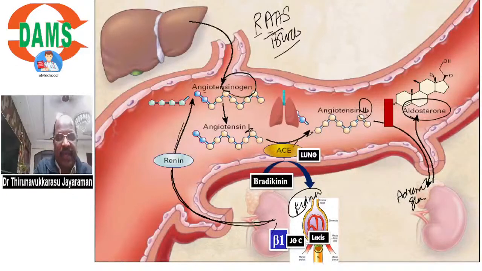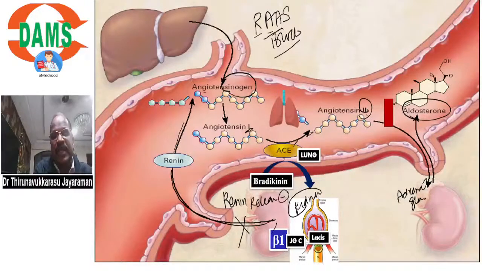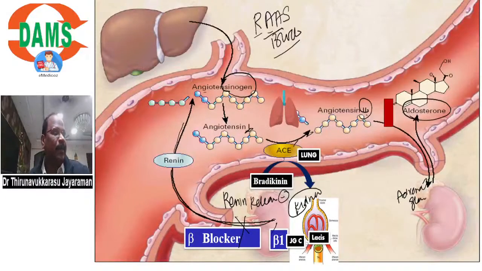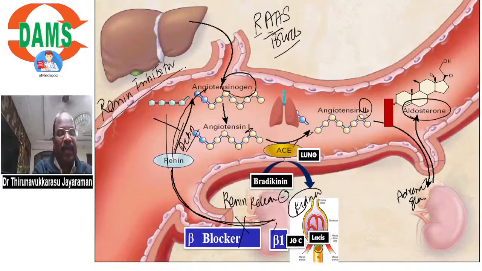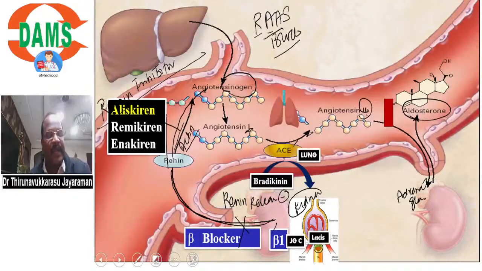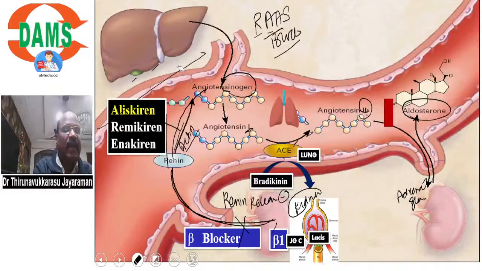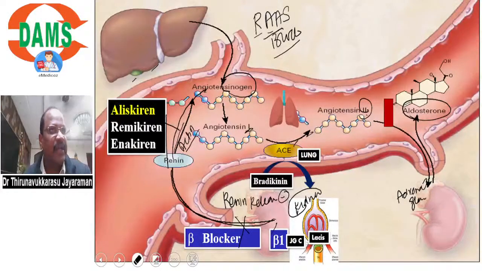Now just go one by one. A drug that inhibits renin release: a renin release inhibitor is a beta blocker. Next question. Renin action is conversion of angiotensinogen to angiotensin 1. The action of renin is blocked by direct renin inhibitors. They are aliskiren, remikiren, enalkiren. They are called direct renin inhibitors.